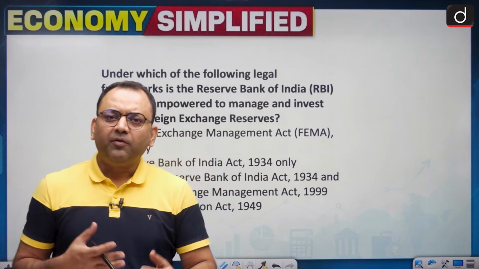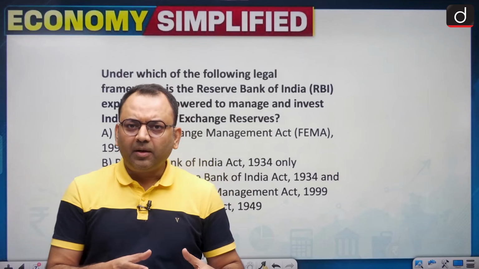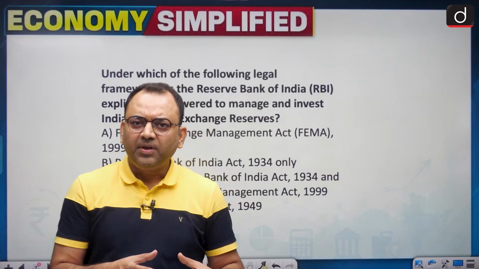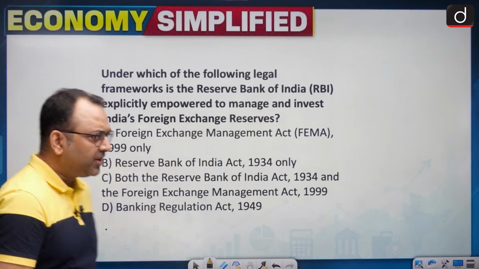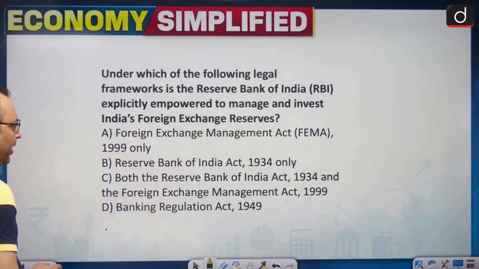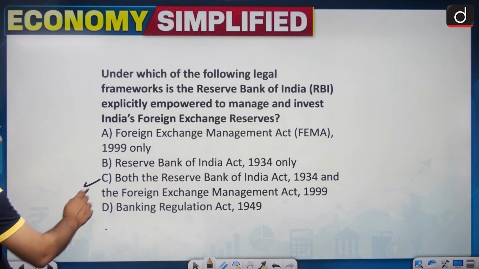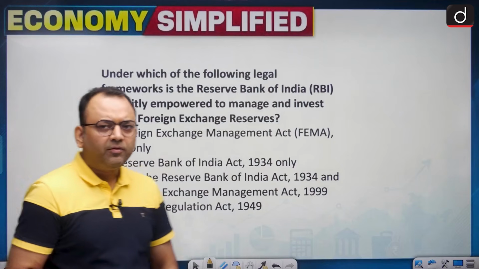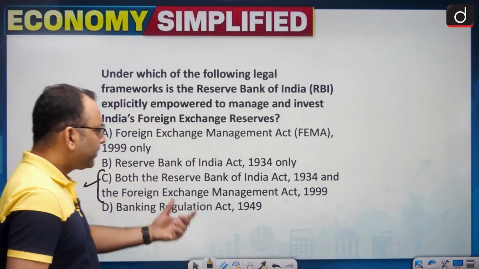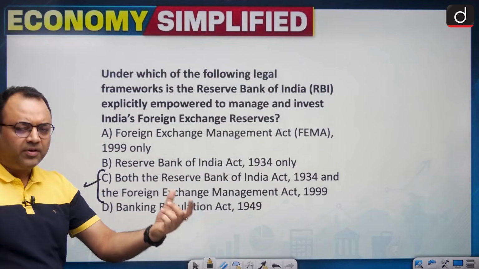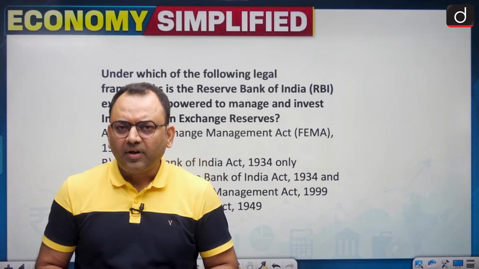So RBI is empowered to do all these things by 2 laws. One is the RBI Act, which has been the founding act of RBI, and the second is the Foreign Exchange Management Act, FEMA. So FEMA and the RBI Act 1934, these are the 2 acts under which RBI is empowered to manage India's forex reserves. RBI Act is the founding act of RBI's powers, and FEMA is particularly linked to the foreign exchange reserves, right?